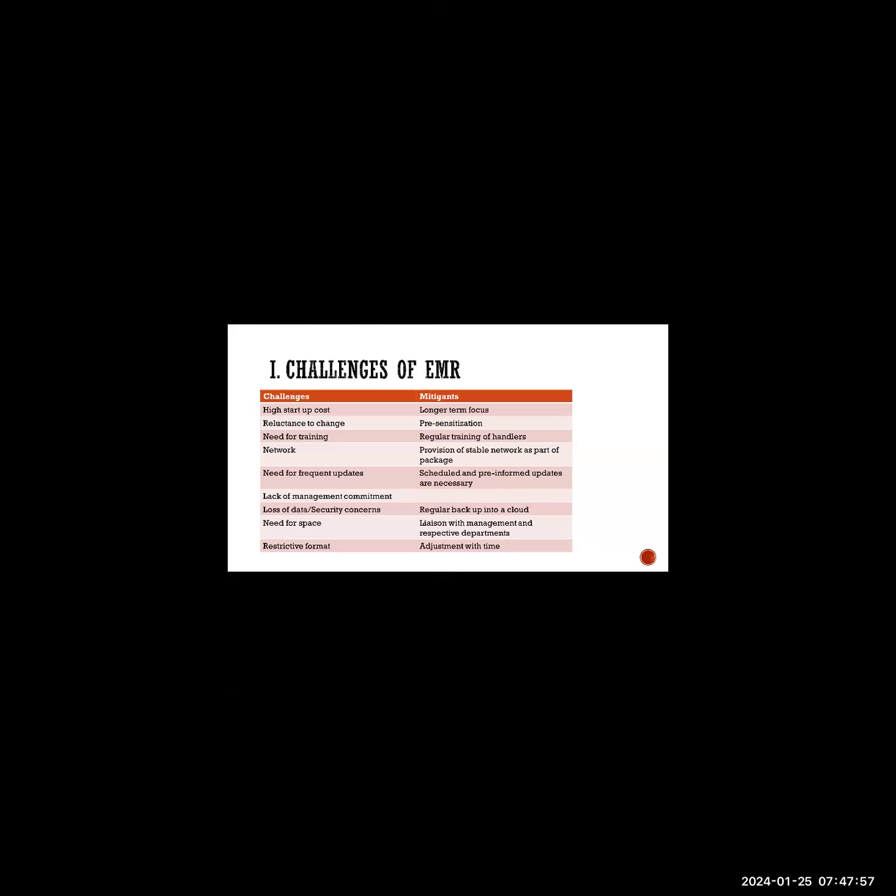Then there may be loss of data and security concerns in electronic medical record, which will require regular backup, especially into the cloud and some other storage devices. Then the need for space, being physical here. Electronic medical record gadgets will also need places to stay, and in facilities where there may be paucity of space, not all the staff even have places to stay. This may become an issue, but of course there would need to be a provision of space for them so that it can work effectively.